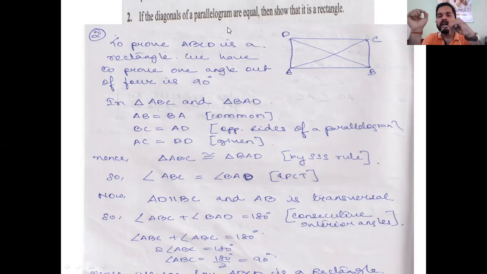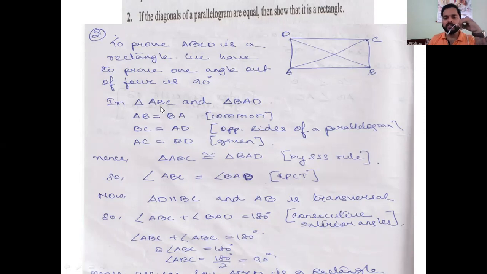That is, in a rectangle, each angle is 90 degrees. So we have to show here that A, B, C, D, or you can say any one angle, is 90 degrees. How can we show that? It's a parallelogram, so we shall go for the congruency rule.